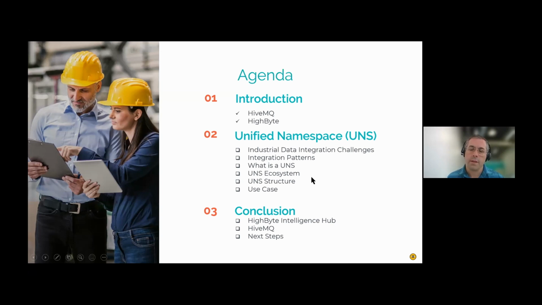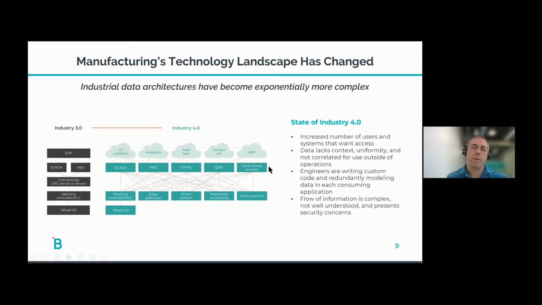Okay, so let's get into it and talk about a unified namespace. But let's start off really by talking about what are the challenges that are driving the need for a unified namespace. And really that comes down to what's going on in our manufacturing environments and technology landscapes that have been happening over the last few years.